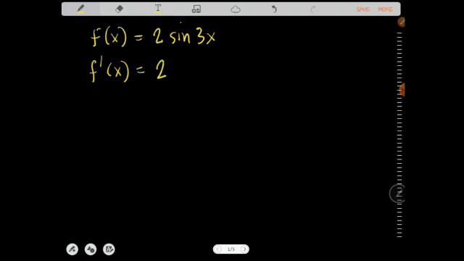Next example, f of x is equals to 2 sine of 3x. So, our f prime of x, or our derivative, is equals to 2 times the derivative of sine 3x, which is cosine 3x. However, we can still differentiate the 3x. The derivative of 3x is equals to 3. So, by simplifying, this would equal 6 cosine of 3x.